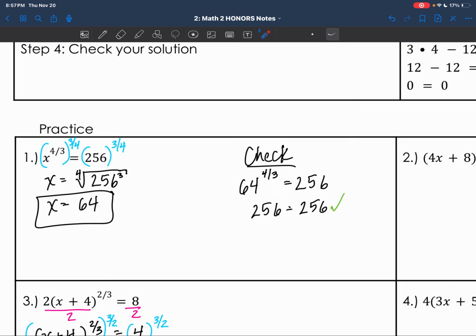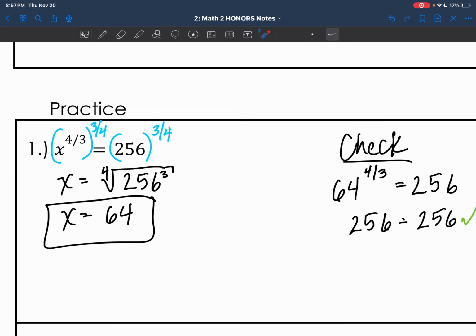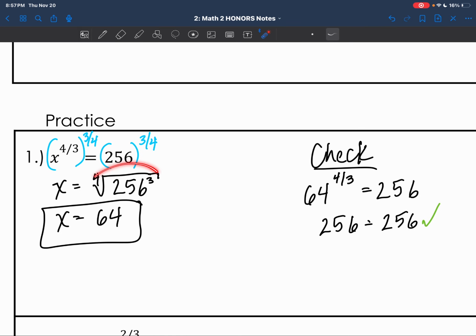So let's go ahead and I'll show you another one. You can do this by hand as far as simplifying, but once you get into the bigger numbers, you can use your calculator for this. But first, we have x to the 4/3 power. So our rational exponent is already isolated. So we need to do the inverse of 4/3, which is 3/4.